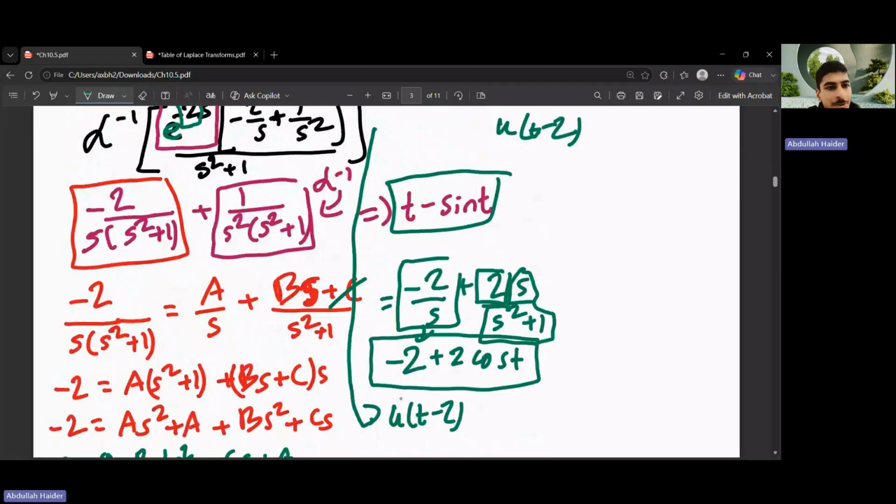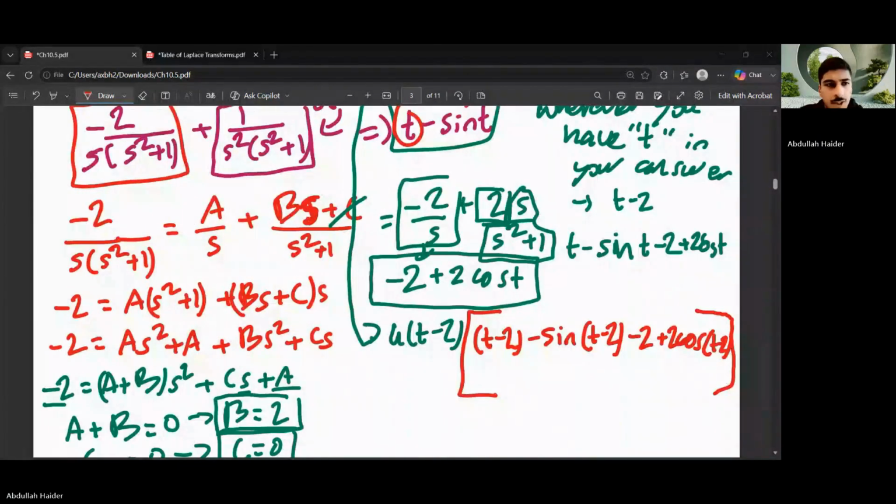Originally the answer was t minus sine t, minus 2 plus 2 cosine t. Now we will substitute t minus 2 everywhere in this answer. So this u(t minus 2) will be multiplied by, instead of t, I'll write t minus 2, minus, instead of this sine t, I'll write sine(t minus 2). Minus 2 will stay the same, minus 2 plus 2 cosine, and now instead of this t, I write t minus 2.